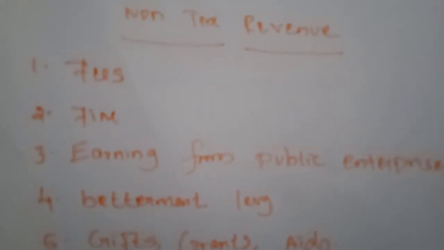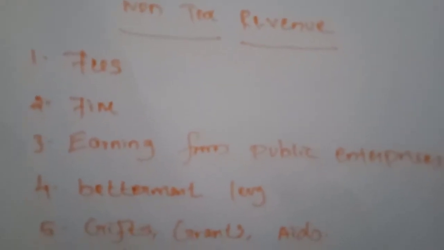Next, fine. A fine is a penalty imposed on an individual for violation of law. For example, violation of traffic rules, payment of income tax after the stipulated time, etc. And if you are not obeying the traffic rules, we will get the fine.